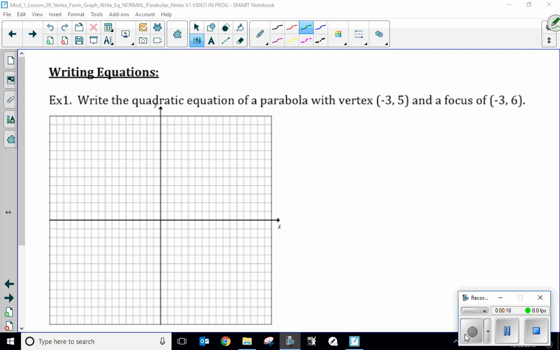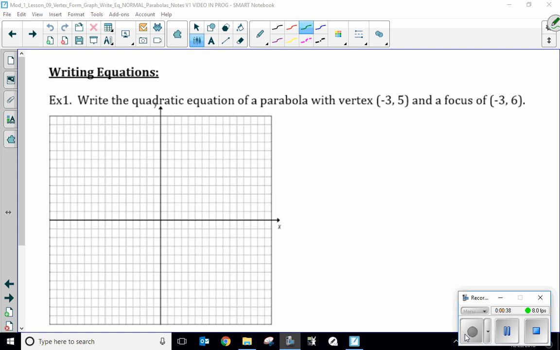This time they want us to come up with the equation. This is where we left off. Write the quadratic equation of a parabola with the vertex -3, 5 and the focus -3, 6. Notice it doesn't tell us we need to graph it. That's just there if we want to see a visual or maybe help us out.